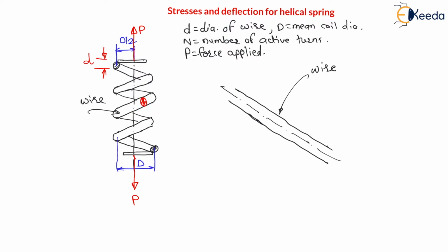Now, for one turn, means circular, the total length will be pi D. For one turn, the length is pi D, and as there are a total of n number of active turns, therefore the total length will be pi D n, right? This will be the length of the unwound helical spring or bar. Here it is a bar, an unwound bar, right?